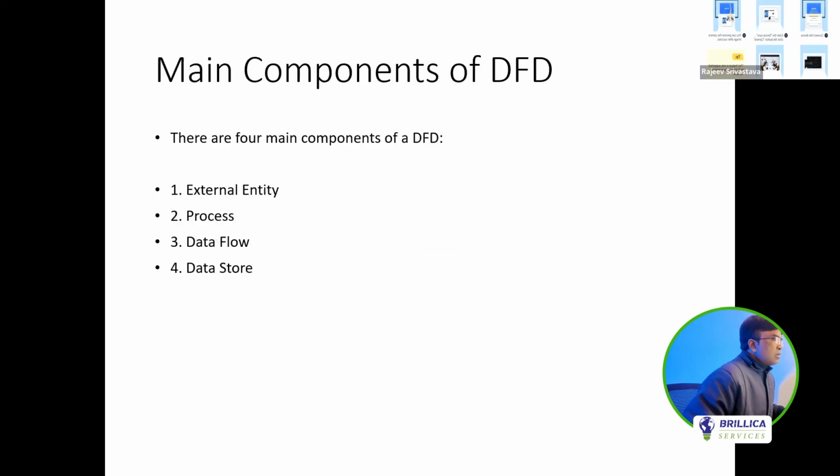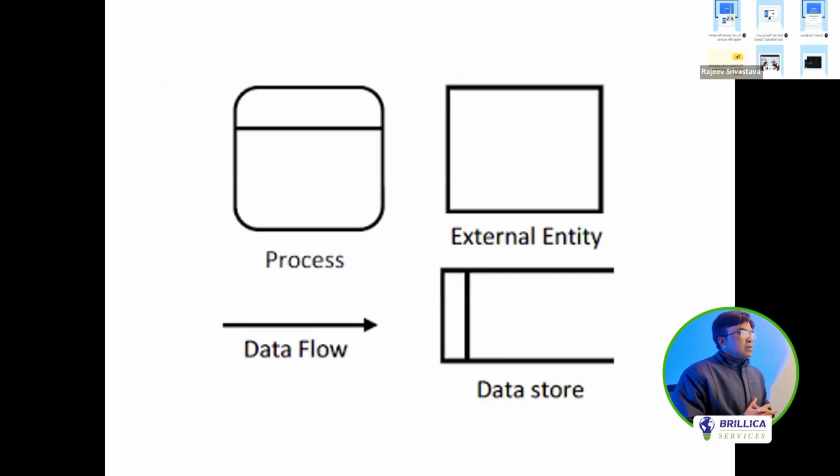Talking about the components of DFD, the DFD has been categorized basically into 4 components, that is external entity, process, data flow, and data store. We will have a look at each component separately. As you can see in this diagram, the process is represented by this shape, external entity by a rectangle. This is the representation of a data flow, and this is the data store.